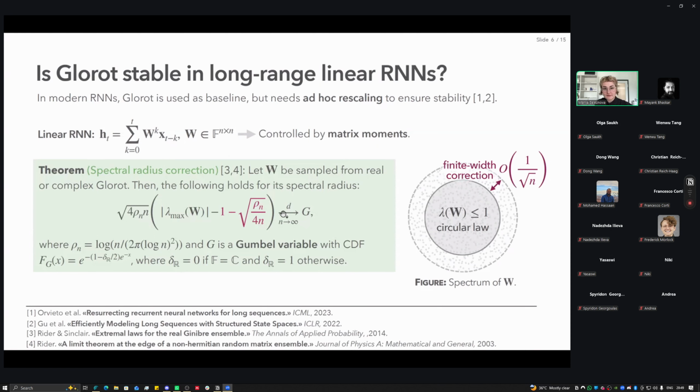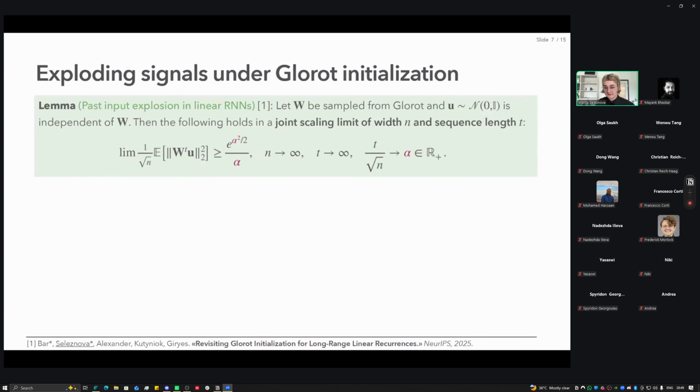Okay, so looking at this theorem, we can immediately see that it already suggests instability in the hidden states as soon as the sequence length t reaches the square root of the width n. Because when we multiply such eigenvalues, a little bit larger than 1, over many recurrent steps of the network, this finite width correction accumulates. That's already a good intuition, but now let me make it more precise how this spectral effect leads to exploding signals under Glorot initialization.